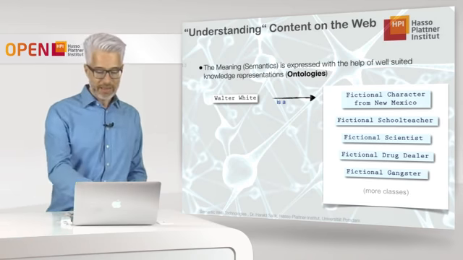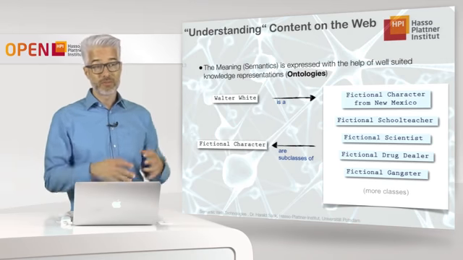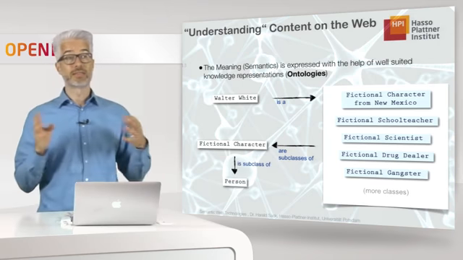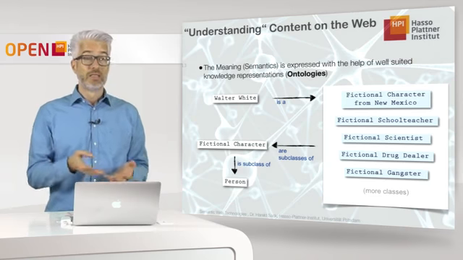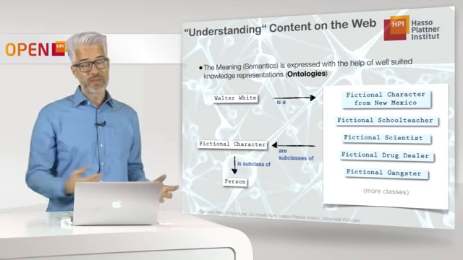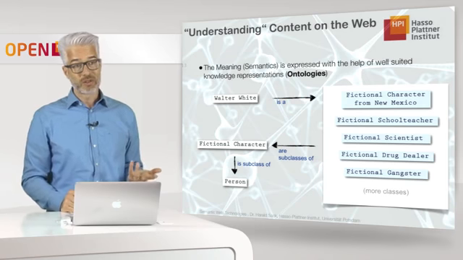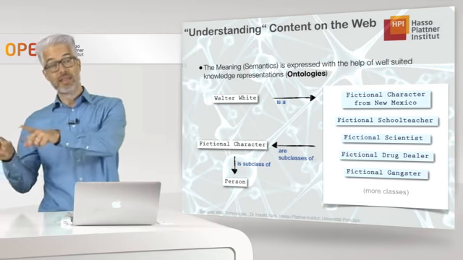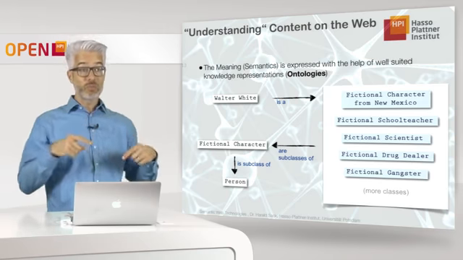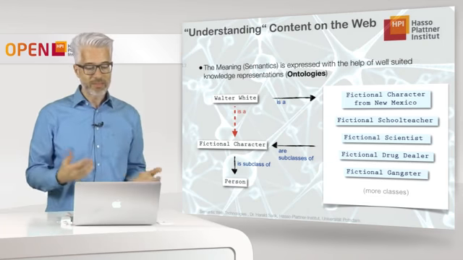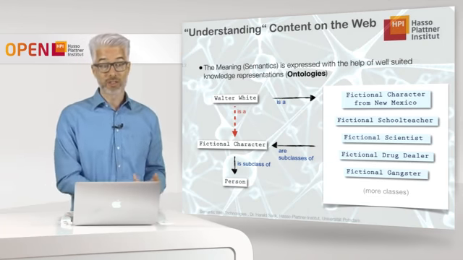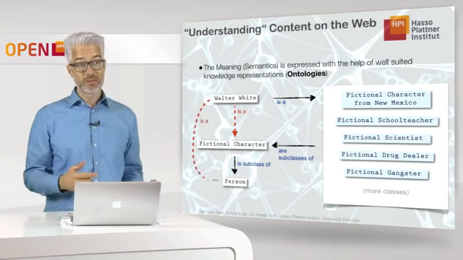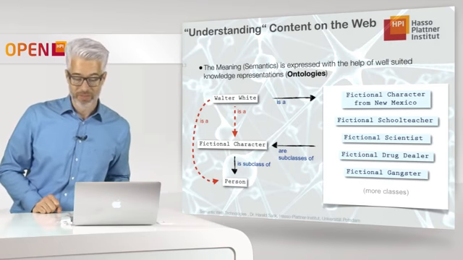What we know about these classes, for example, is that they are subclasses of the overall class fictional character, and moreover we also know that fictional character is a subclass of person. So if we have exactly this relationship, what can we do with this now? The first thing, of course: because Walter White is one of these fictional character classes, and these fictional character classes are subclasses of fictional character, we can deduce that Walter White definitely is also a fictional character. And we have another subclass relationship, therefore we can deduce that Walter White must be a person.